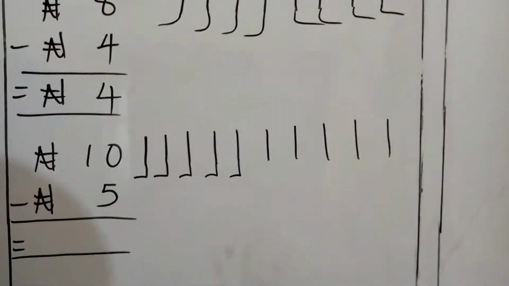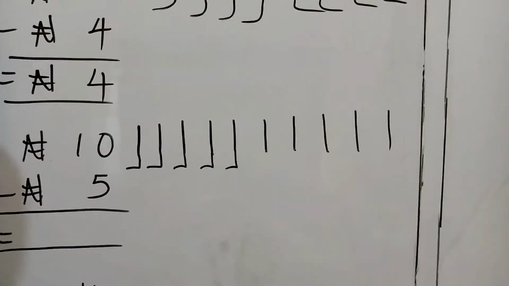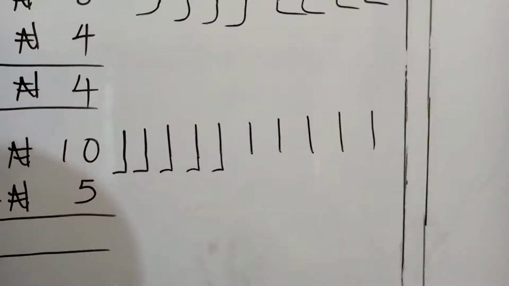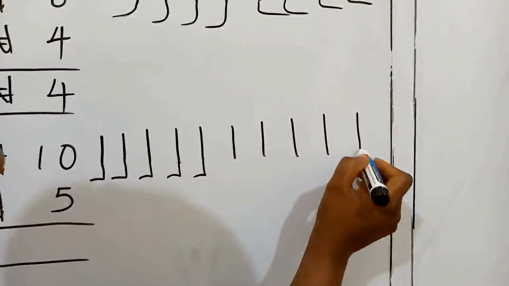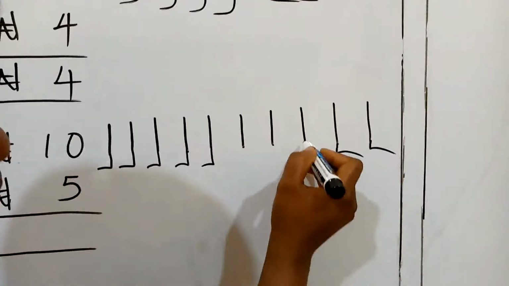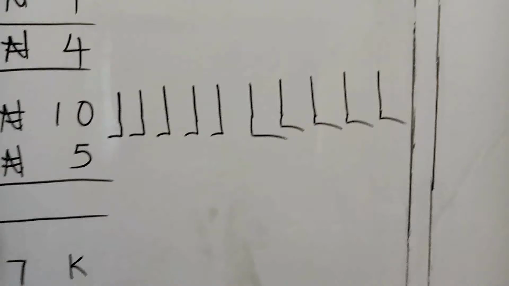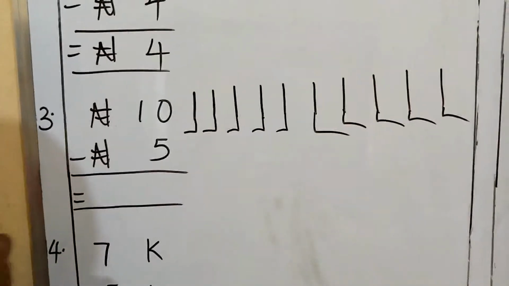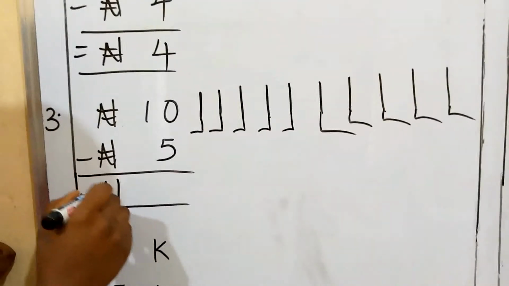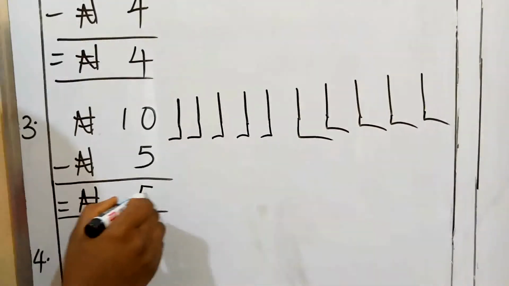What should I do again? I should count my remaining answer to the right hand: 1, 2, 3, 4, 5. My answer there is 5 Naira. So when I take away 5 Naira from 10 Naira, my answer will be 5 Naira. So 5 Naira will remain for me.